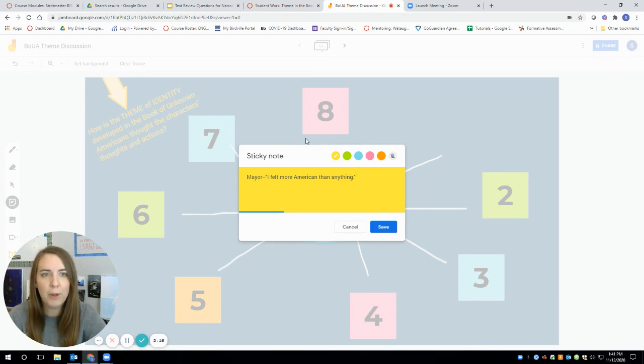And his brother gives him all the memories. His dad says one thing, bullies say another one. But he says that he feels more American than anything. And that's because he grew up in the U.S. He spent most of his life in the U.S.